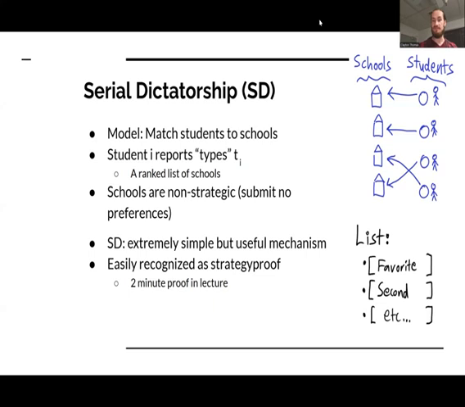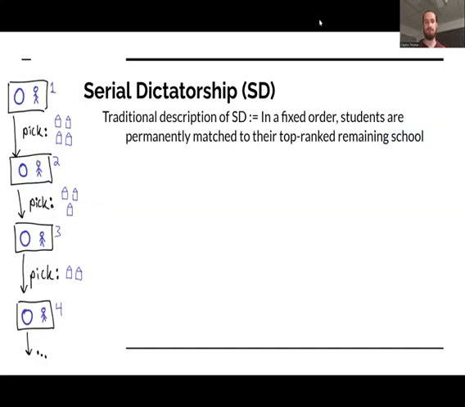Serial dictatorship is an extremely simple mechanism, but still quite useful in some settings. What's relevant for us today is it's extremely easy to recognize as strategy proof. It might only take you 2 minutes to get through a formal proof in a lecture. So how does serial dictatorship work? It says in a fixed order, students are chosen and they're permanently matched to their top ranked remaining school on their directly reported preference list.